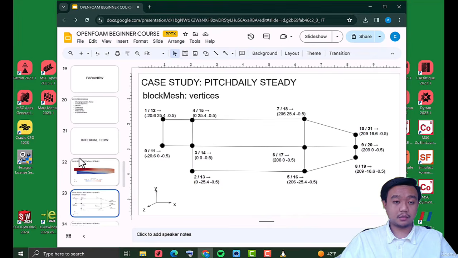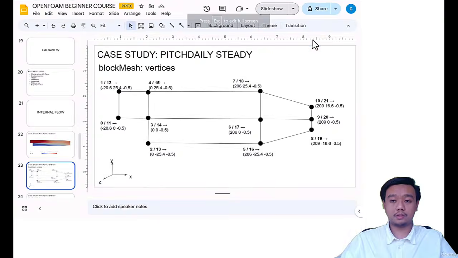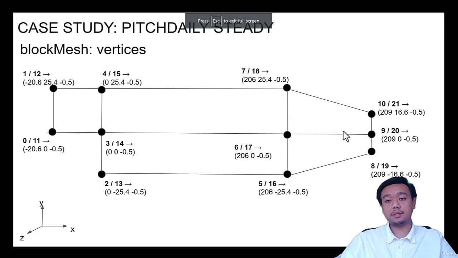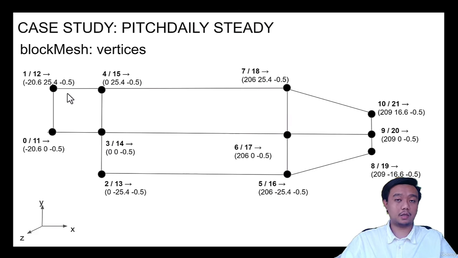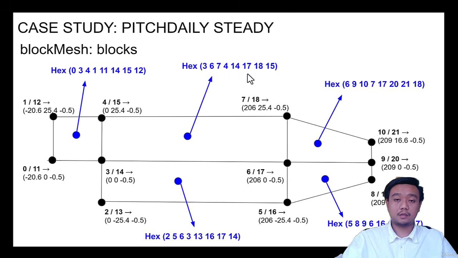Maybe the thing that you must understand first is the structure of the blockMesh of this pitzDaily. I hope you followed the previous section about blockMesh, so you can follow this easily. The only difference here is the non-parallel, non-perpendicular blocks for this hex 6, I mean these two blocks.